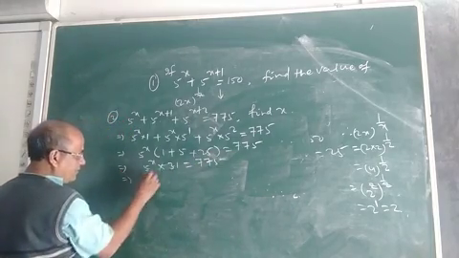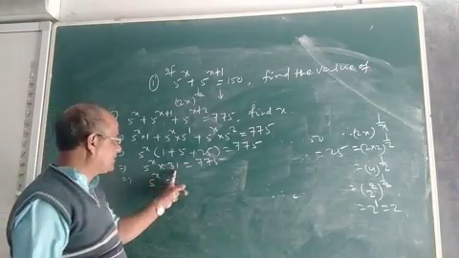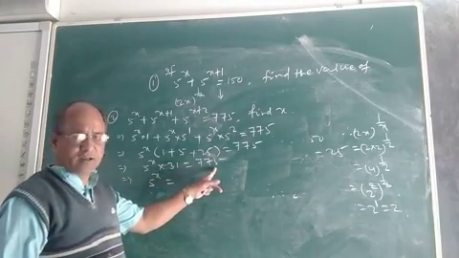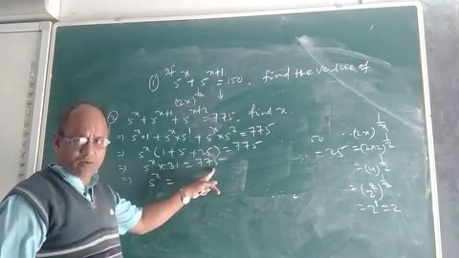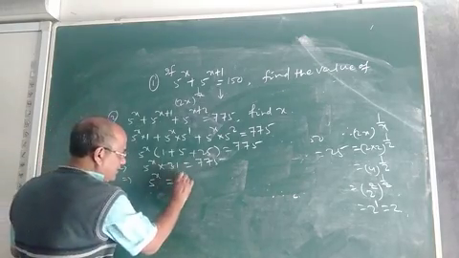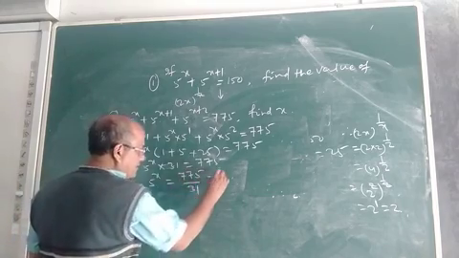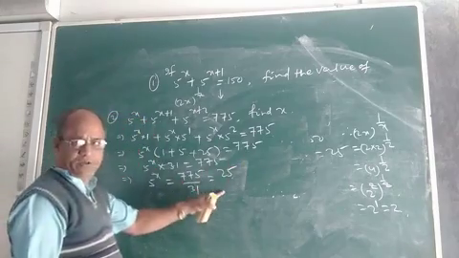Now find the value of 5 to the power x. To find it, this 31 must be taken to the right hand side, and when it goes to the right hand side it will be divided, as it was multiplied on the left hand side. So it is 775 divided by 31. What will be the answer? The quotient will be 25.